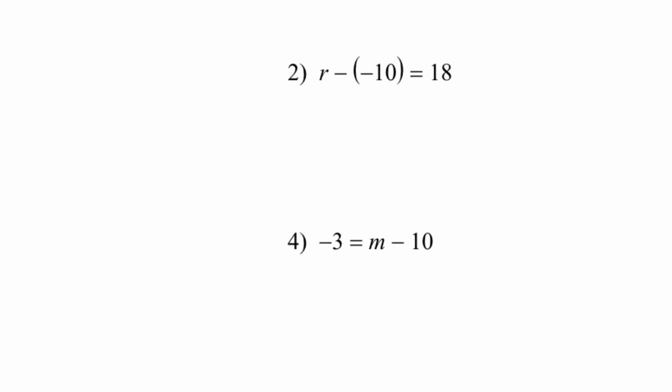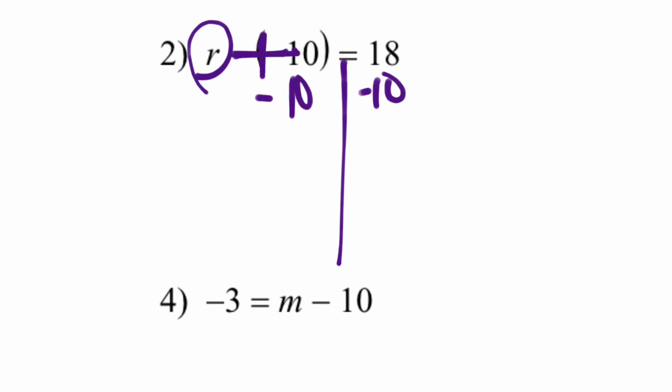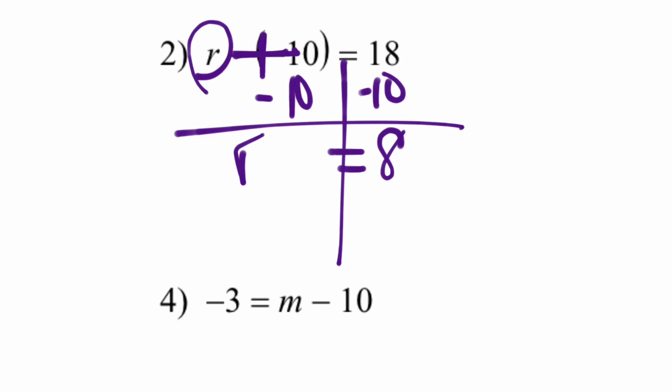Let's move on to the next one. How do you minus a negative, ladies and gentlemen? Really means add. Drop your line, circle what you're solving for. How do you get rid of a +10? You subtract it to both sides. So I have r equals 18 minus 10 is 8.